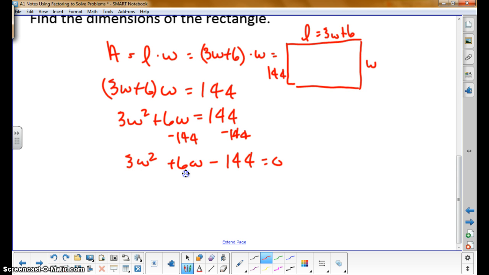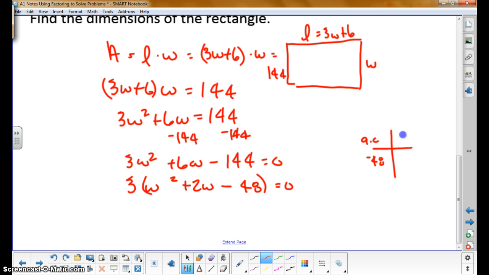And I see a 3, and a 3 is in here, and there is a 3 in 144, because 1 plus 4 plus 4 is 9. So we know that this is divisible by 3. w squared plus 2w minus 48. And if you need to get out your calculator to do that, I would encourage you to do so. So A times C is a negative 48. B is 2. So our two factors are 8 and negative 6.